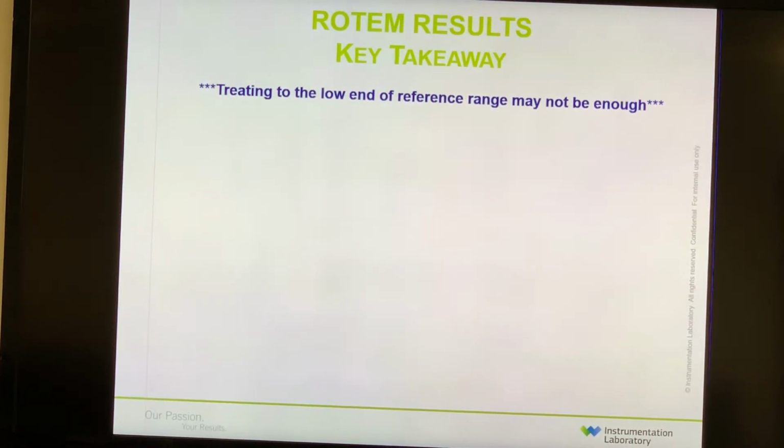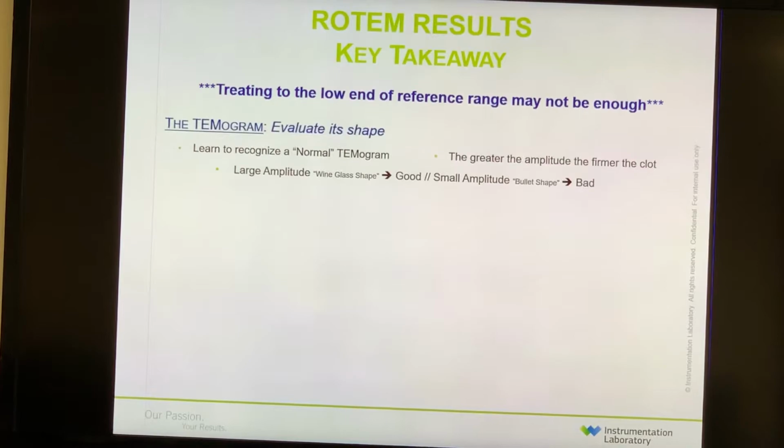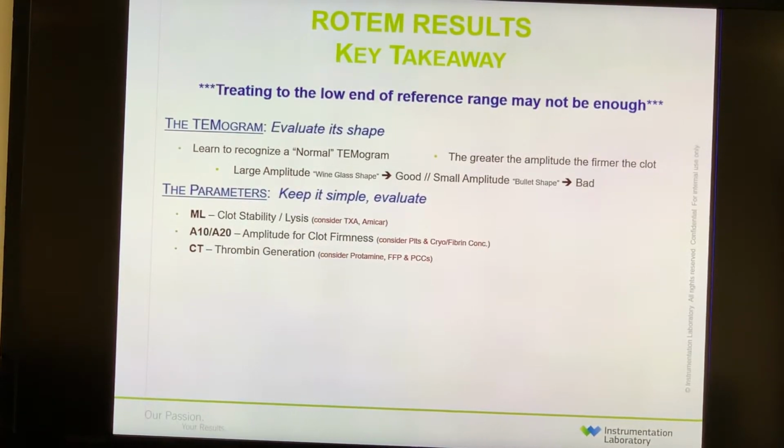So, to review the strategy, you're going to want to keep in mind that your patient's bleeding, so treating to the low end of that reference range may not be enough. You're going to want to look at the shape, so bullets are bad, wine glasses are good. Remember, the bigger the amplitude, the firmer the clot. Keep in mind the three parameters: your ML for clot stability, your A10 for how strong that clot is, and your CT for thrombin generation.